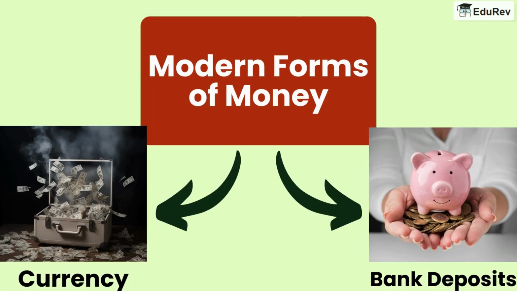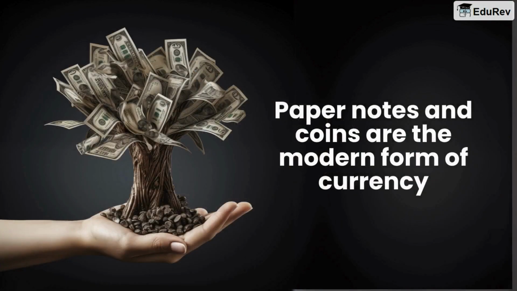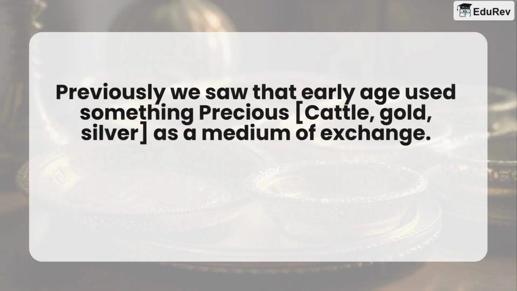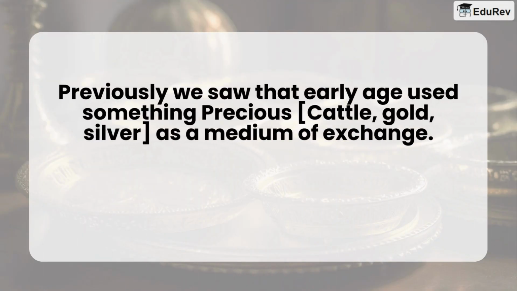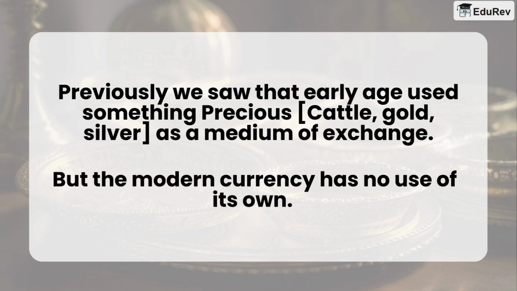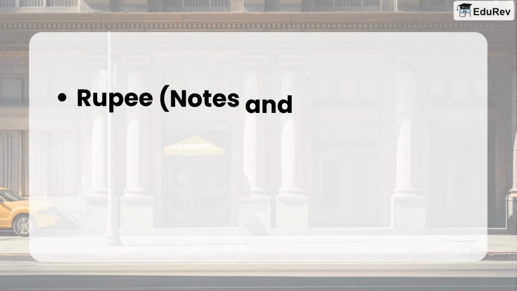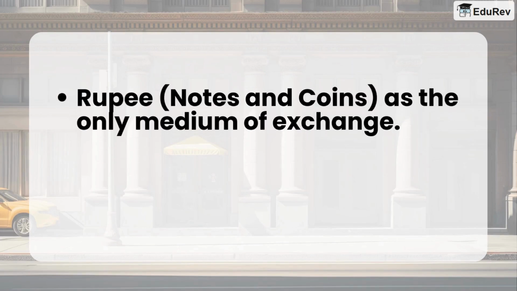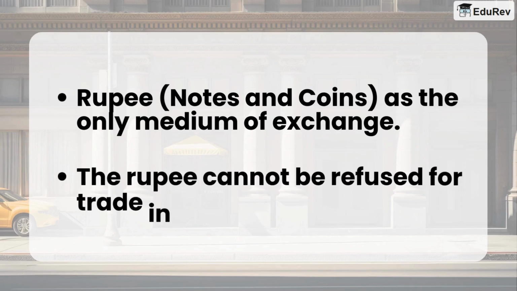Modern forms of money. Currency. Paper notes and coins are the modern form of currency. Previously we saw that early age used something precious, cattle, gold, silver, as a medium of exchange. But the modern currency has no use of its own. However, the government has declared rupee, notes and coins, as the only medium of exchange. The rupee cannot be refused for trade in India.